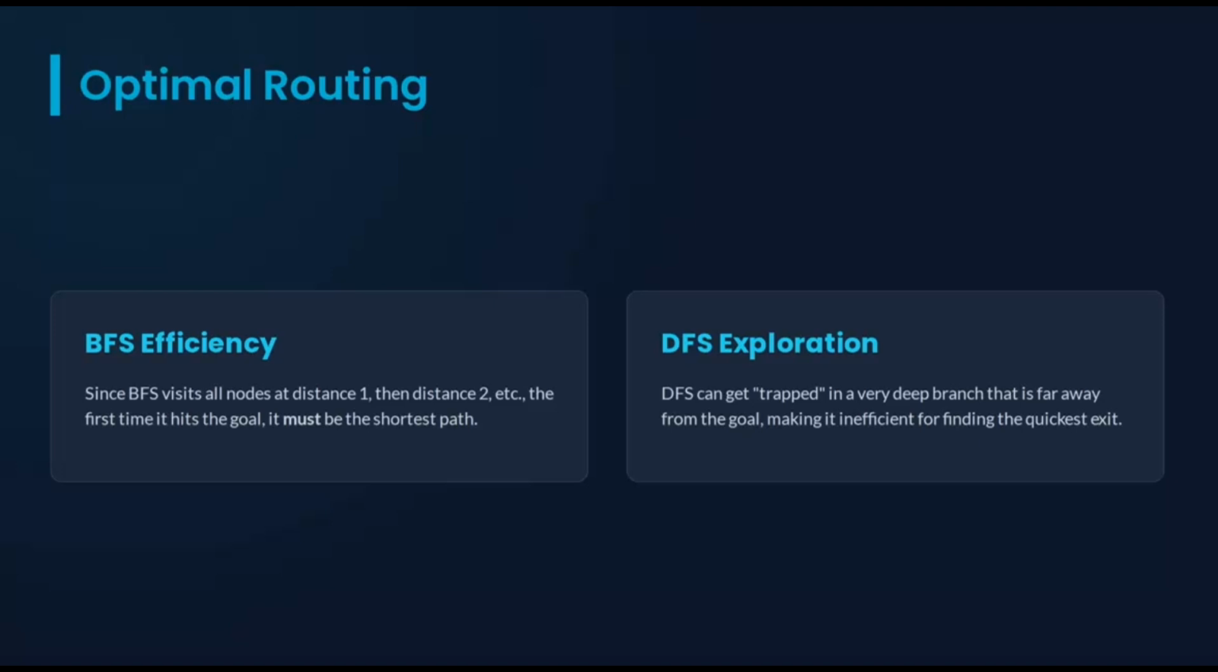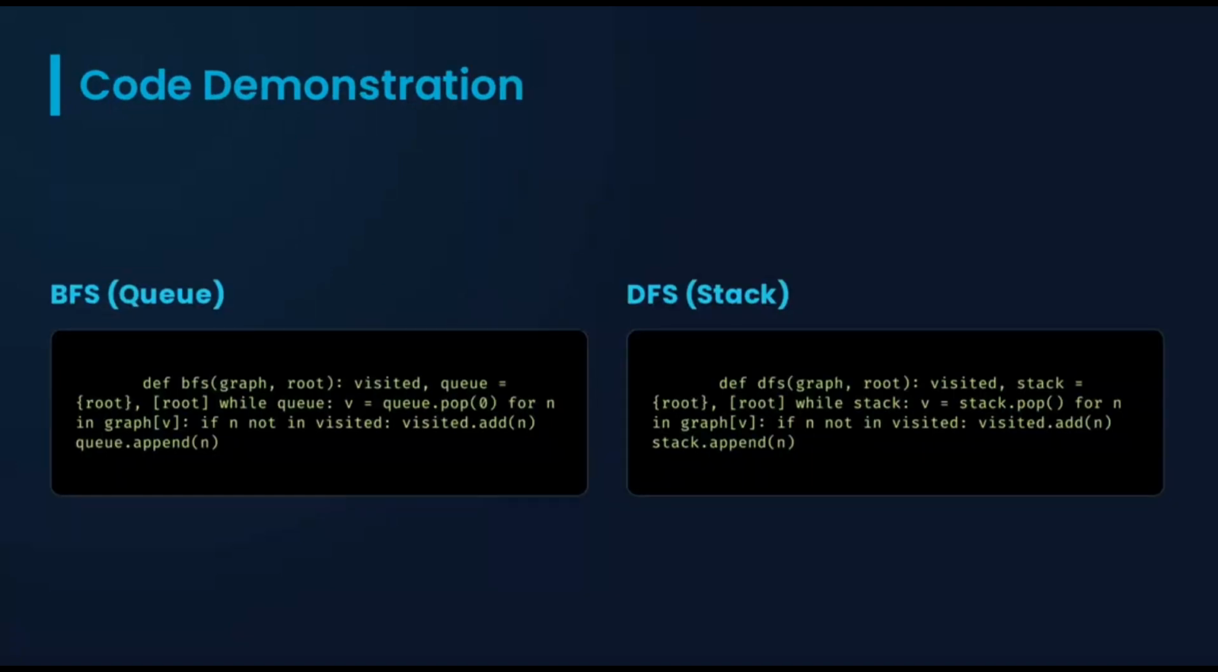Then moving on to the final slide, we have code demonstration. Firstly, BFS uses a queue, so in the code, pop(0) simulates removing from the front of the queue. It ensures nodes are processed in the order they were discovered, that is first in first out.